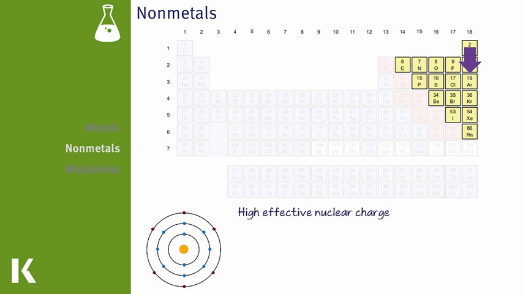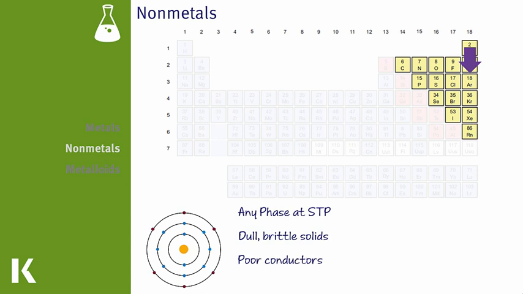And as you can expect, this means that a lot of their atomic properties are opposite to those of the metals. They're very good at attracting electrons and hold on very strongly to the electrons that they do have. And they also pull those electrons much closer to the nucleus, resulting in a much smaller atomic radius. The physical properties of nonmetals also run opposite to those of the metals. They can be in any phase at standard temperature and pressure, and even when they are solid, they're often dull and break before you're able to change their shape. And they also make very poor conductors of heat and electricity.